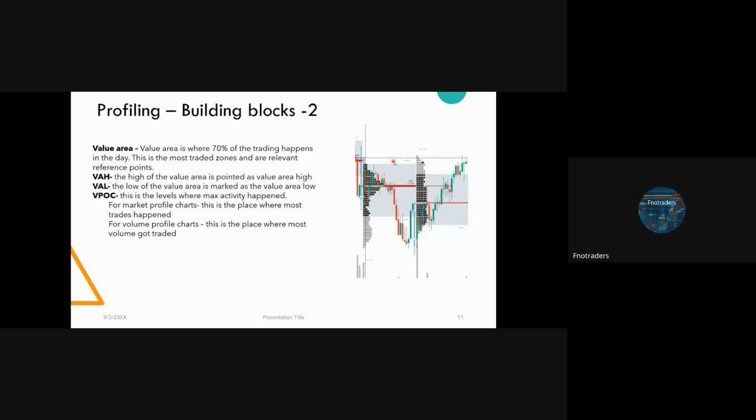And then you have something called value area high, which is basically the high of that 70% range. You have the value area low, which is the low of the 70% range, and then you have the VPOC, which is basically the volume point of control, or market point of control, where most of the time it has spent basically. In volume profile, it will be represented as where most volume has happened. In market profile, it will be represented as where most time has been spent by the market and market structures.